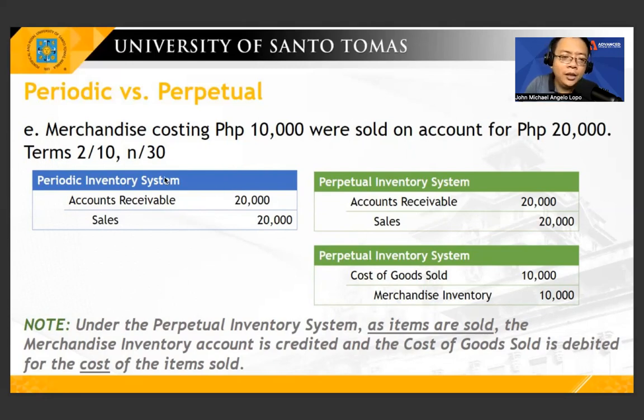So meaning, sir, yung mga malalaking company, we are using periodic. Ikaw ba naman, San Miguel? Diba? Tapos, i-record mo lahat. Diba? Malamang kawawa yung accountant, no? Note, under the perpetual inventory system, as items are sold, the merchandise inventory account is credited and the cost of goods sold is debited for the cost of the items. Okay? All right.